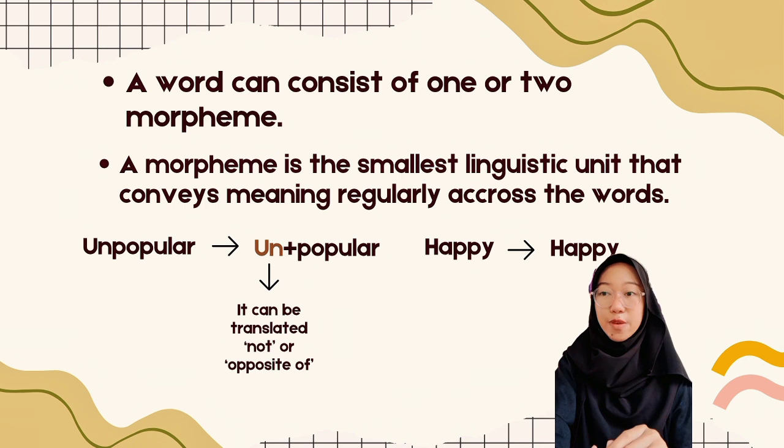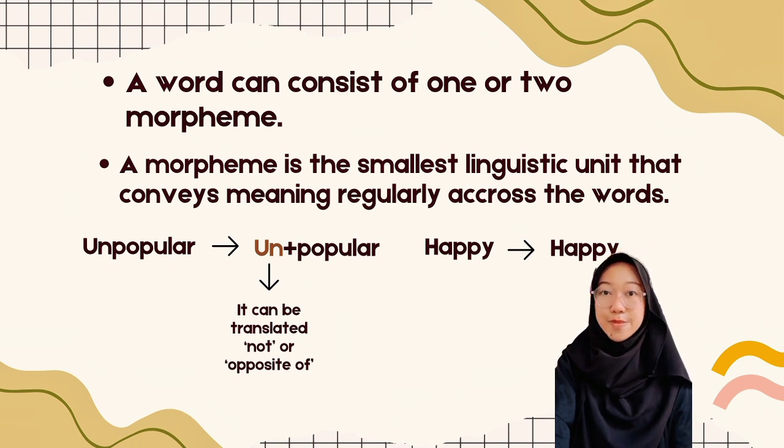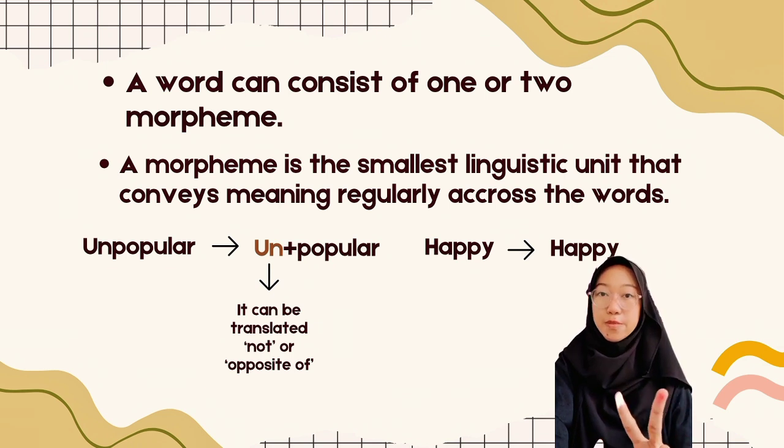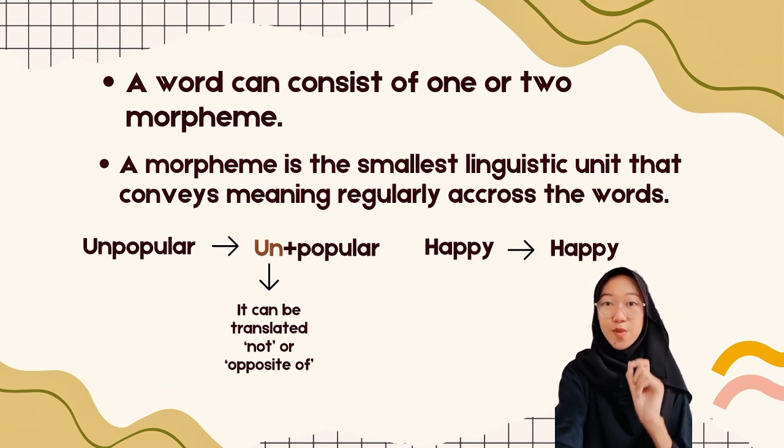Why is a morpheme the smallest linguistic unit? Because a morpheme cannot be divided further. Okay. For example, unpopular and popular. Unpopular consists of two morphemes. And the second is happy. Happy is one morpheme, because this word cannot be divided further.